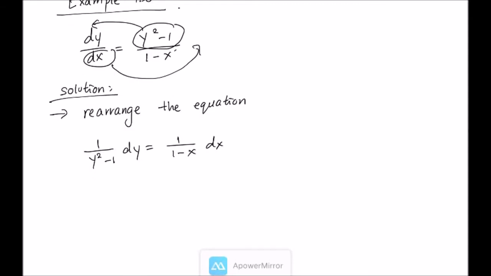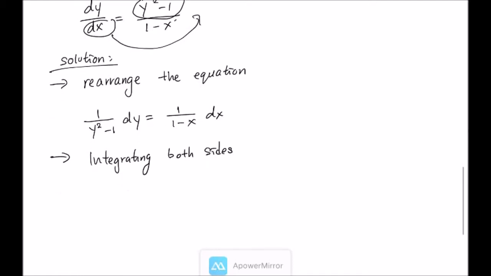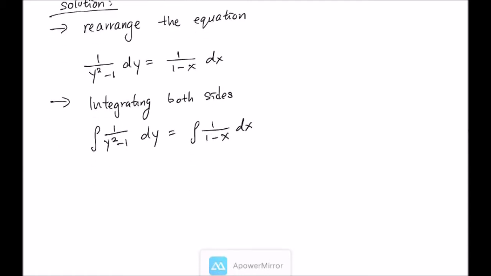Okay, and then the next step is integrating both sides. So you integrate 1 over y squared minus 1 dy equal to integrate 1 over 1 minus x dx. So we will solve this part first.